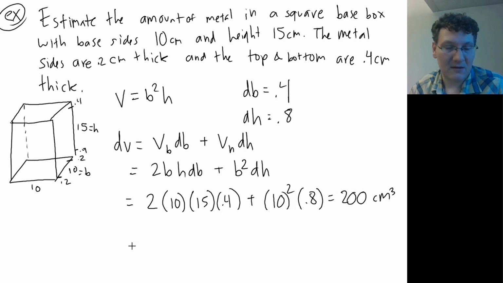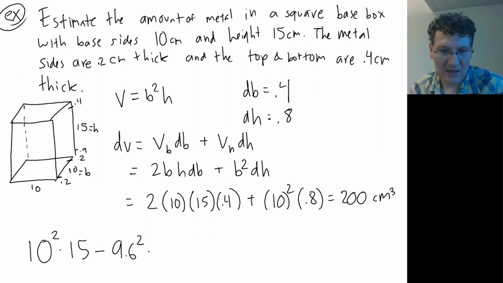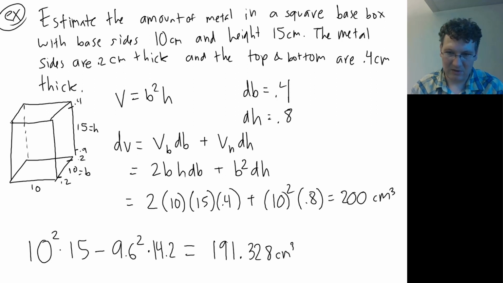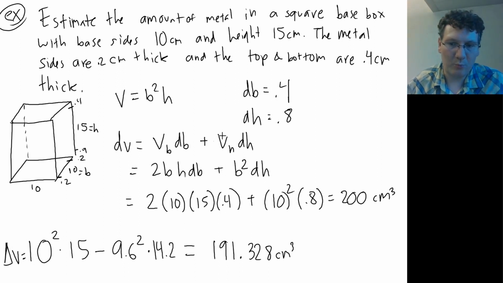If you want to know the exact amount of the metal, you can calculate that. If you figure you have a box with the dimensions 10 by 10 by 15, and then you carve out the hollow part in the middle, the actual amount would be 10 squared times 15 minus this interior, which, let's see, the base of the emptiness is going to be 9.6 squared times the height of 14.2, and this comes out to be 191.328 cm cubed. This would be our delta V, which you can see is approximated by the differential dV.